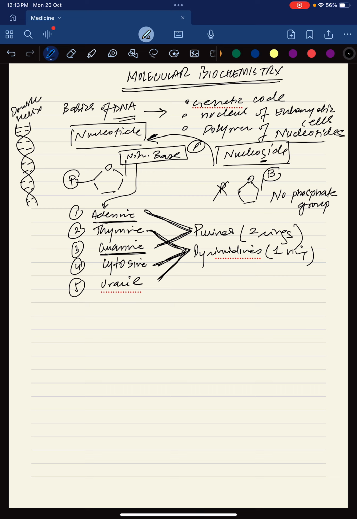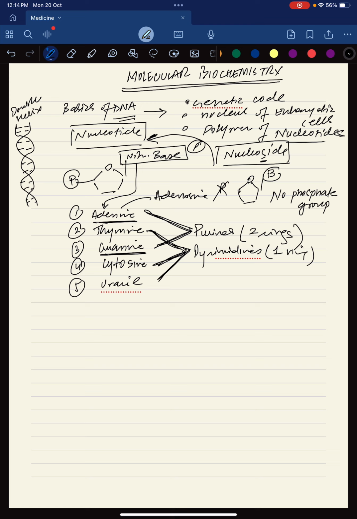Now, this is only the base part. When it is together with the phosphate group and the sugar, the nucleoside part will be there. There will be adenosine and something like thymidine, guanosine, cytidine, and uracil will remain uracil. So this is a little basis to remember of DNA, how we call it a polymer of nucleotides, right?